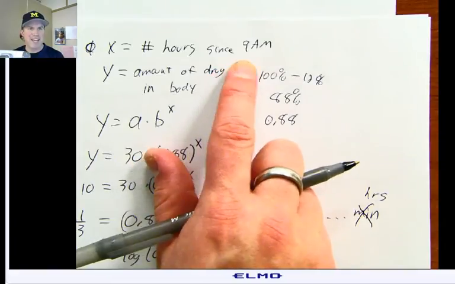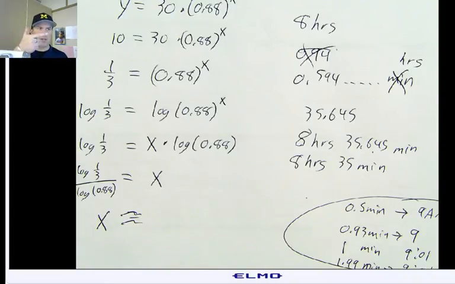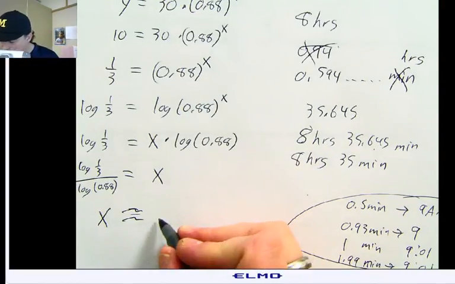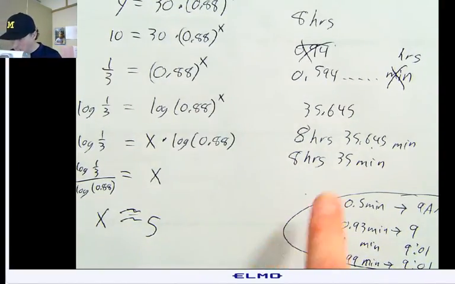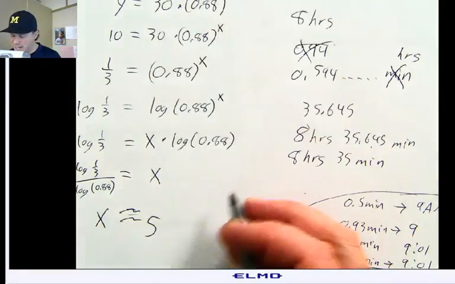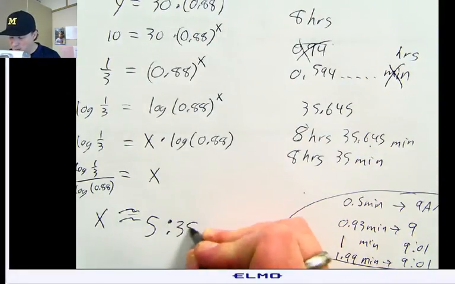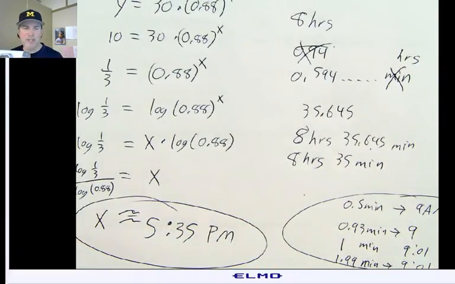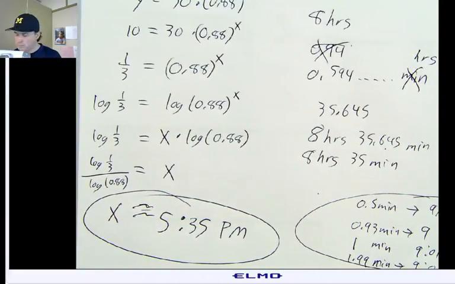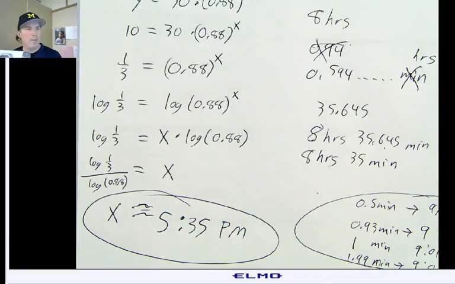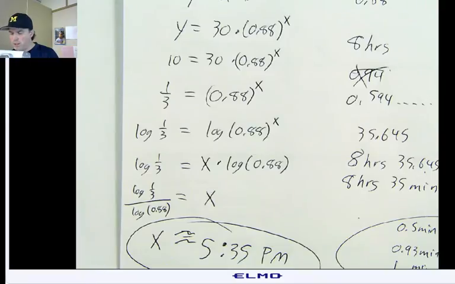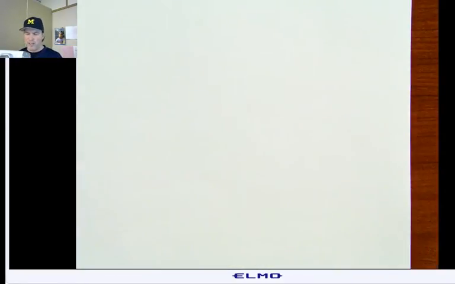And like I said before, this was the number of hours since 9 a.m. So if you go 8 hours since 9 a.m., 9, 10, 11, 12, 1, 2, 3, 4, 5, that's 8 hours. So it's 5 p.m. And it's 35 minutes since 9 a.m. So 5:35 p.m. is the time. Okay, that is number 2. So when you get to the answer, just make sure you're thinking carefully, does this answer make sense? All right.